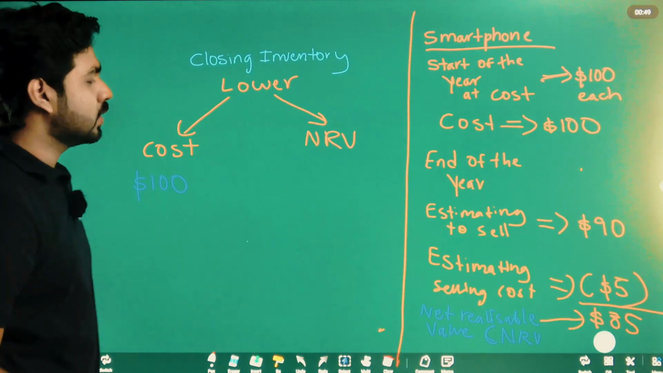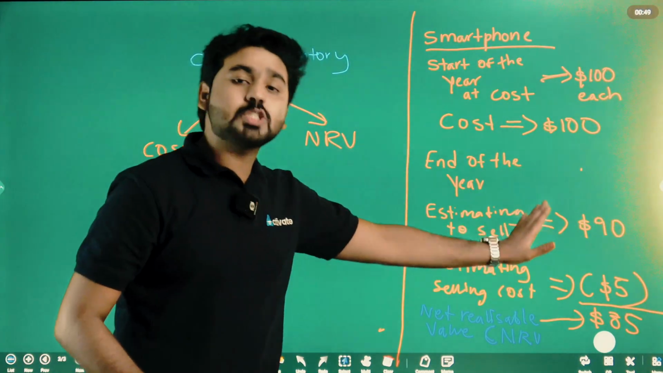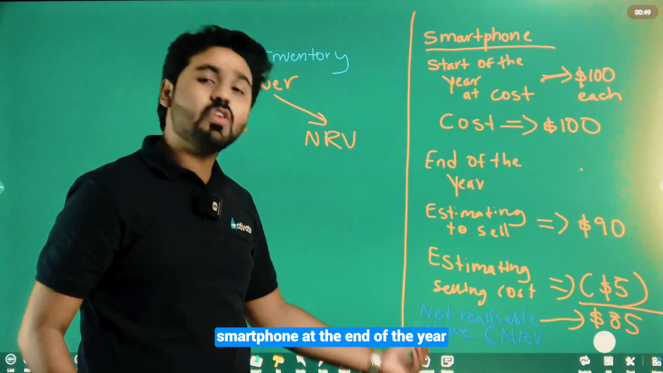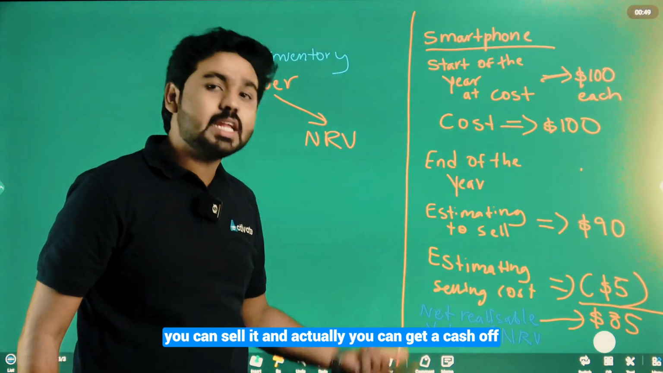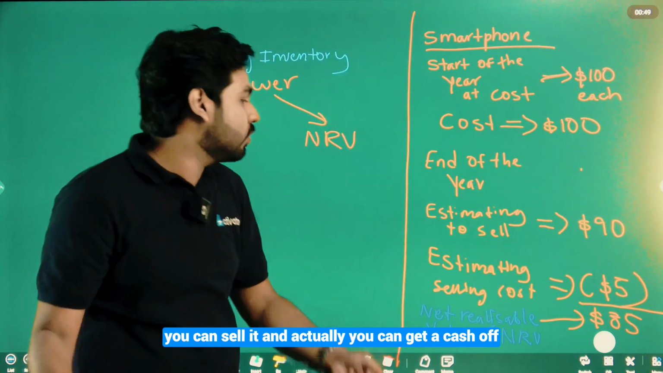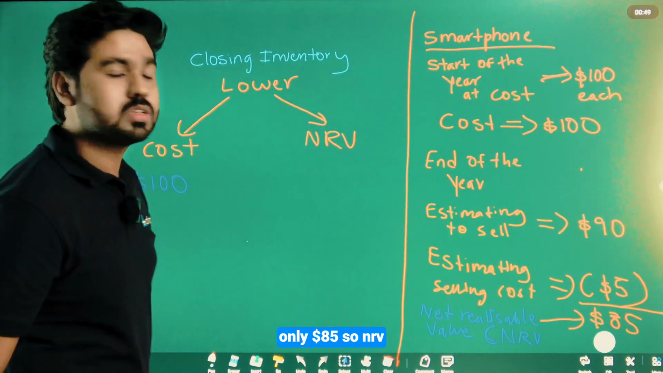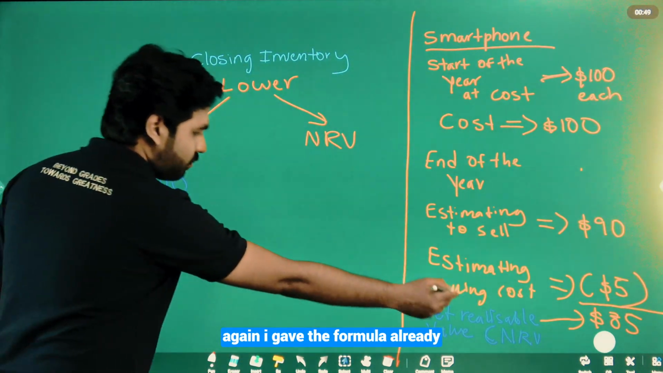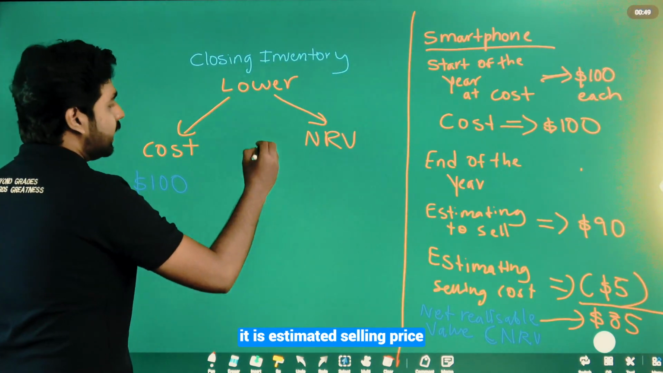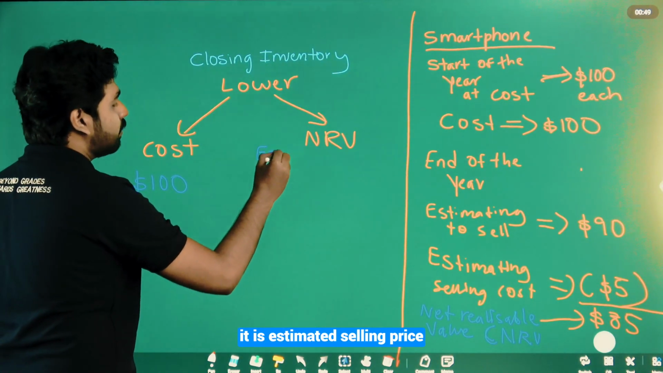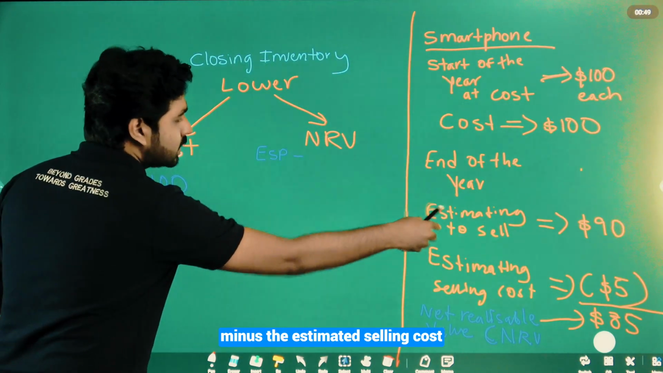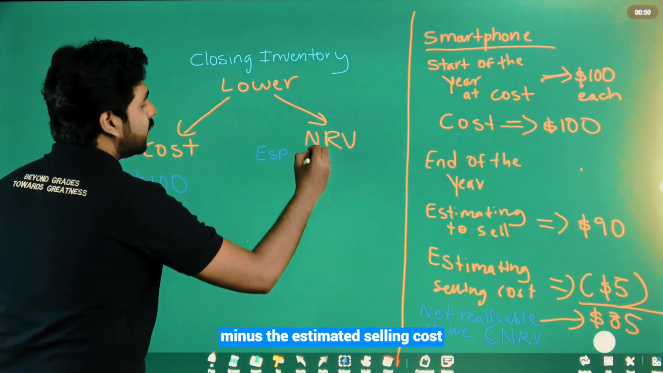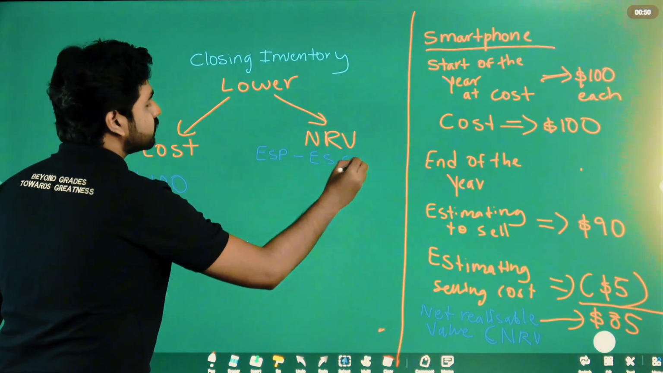So now each and every smartphone at the end of the year, you can sell it and actually you can get a cash of only $85. So NRV, how do you calculate the NRV? Again, I gave the formula already. It is estimated selling price minus the estimated selling cost.